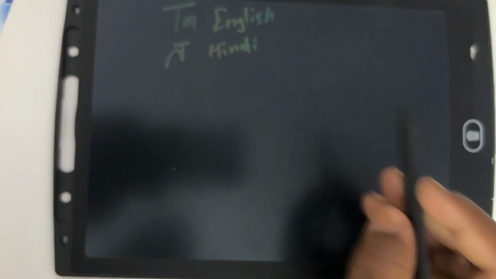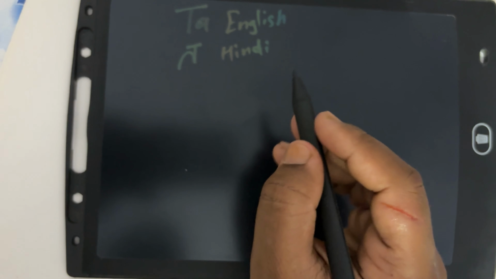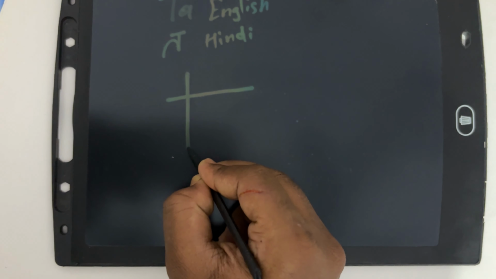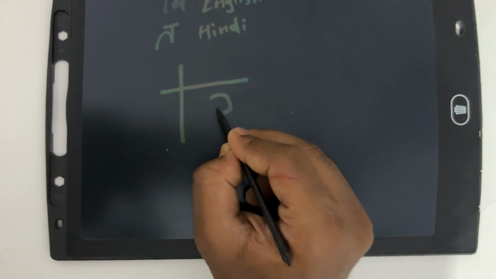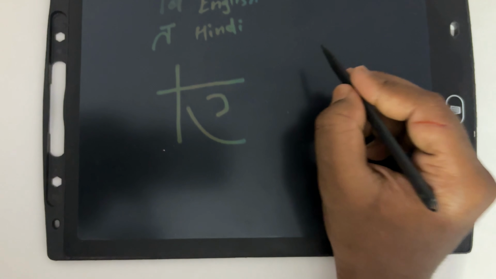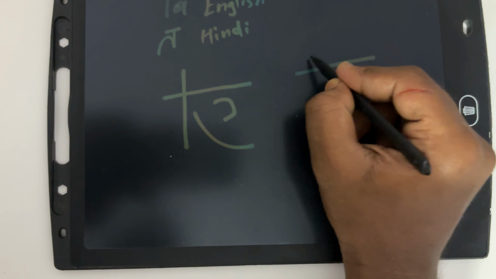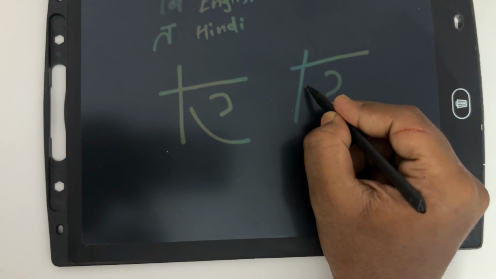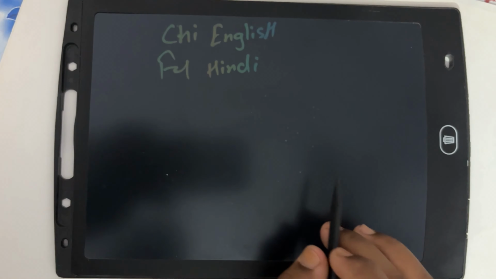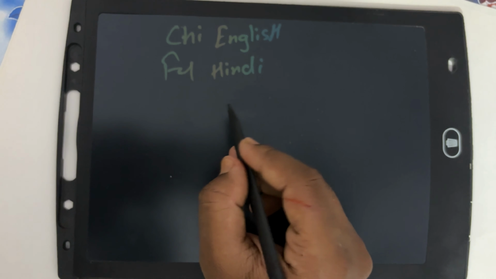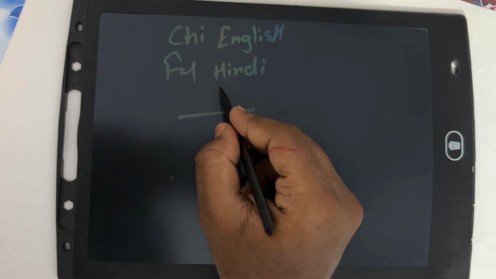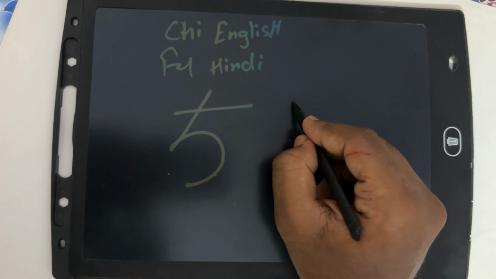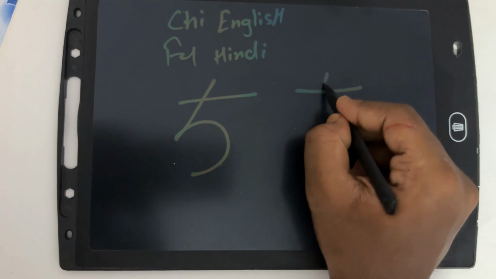Okay. Next word is ta. In Japanese, once more. The word is chi. Once more.